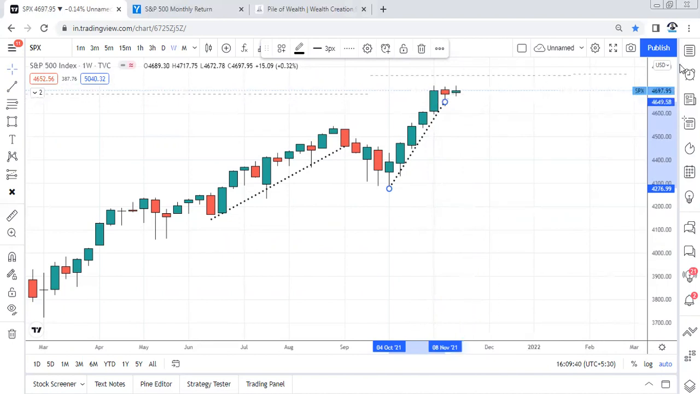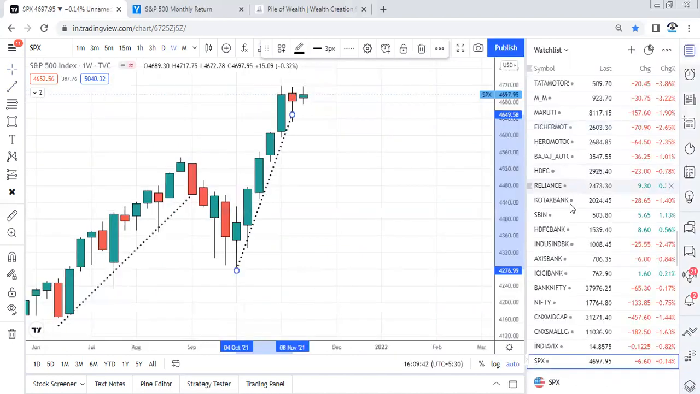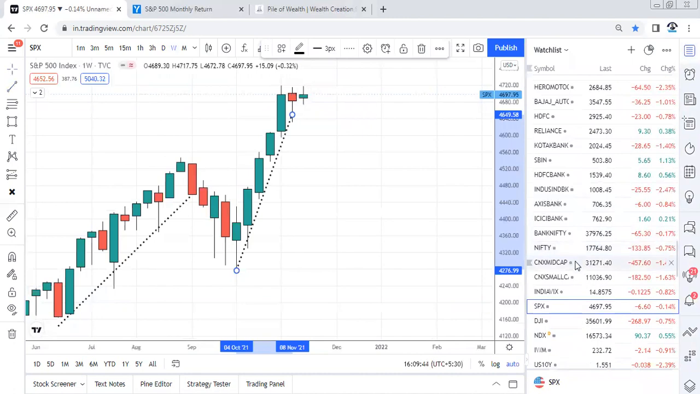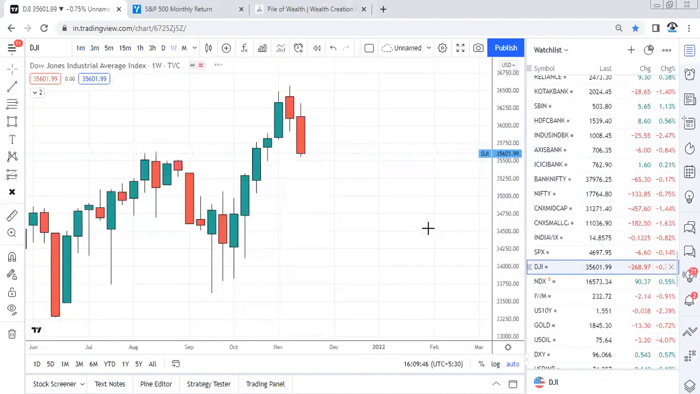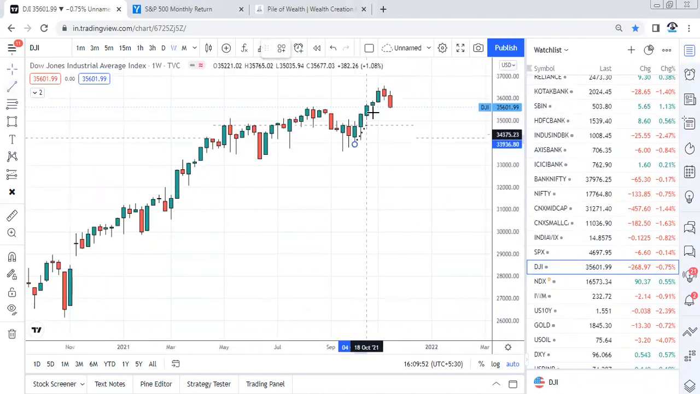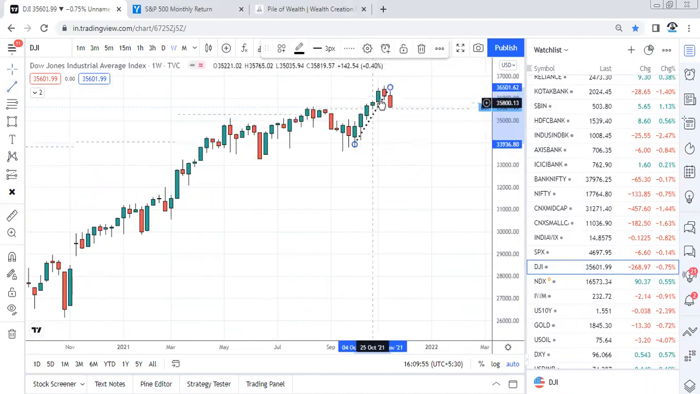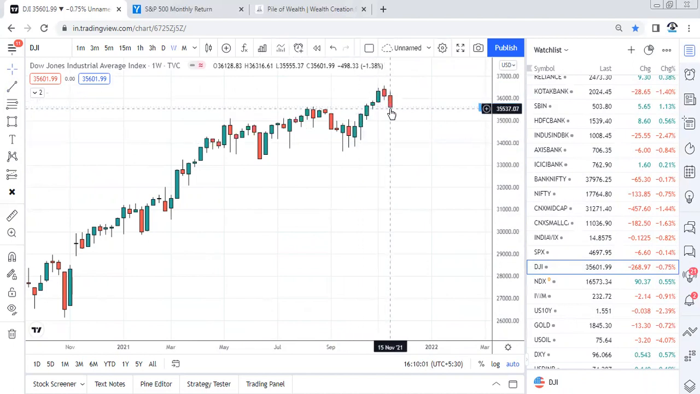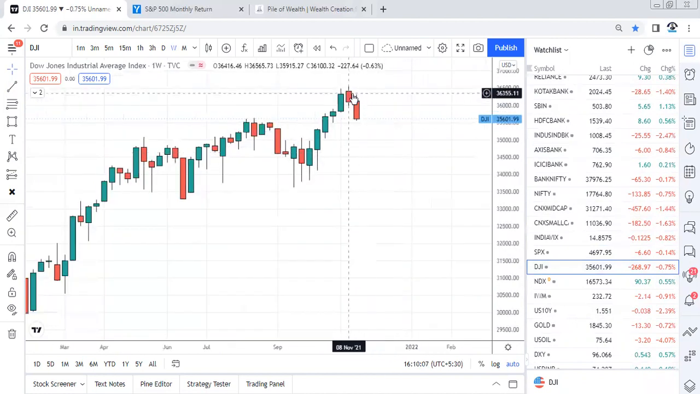Seeing the other parameters and the other US indices, specifically Dow Jones and the Nasdaq, we can see the same thing happening over there as well. In the Nasdaq also, we can see a sharp rise has taken place lately, same as S&P 500. And as I said, the difference between S&P and Dow Jones is that Dow Jones has already started going down. S&P is still starting to go sideways, but here we can see Dow Jones has started going down.